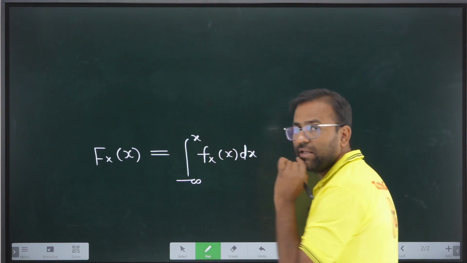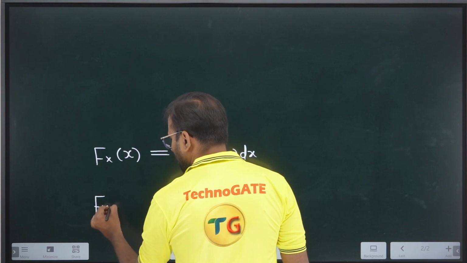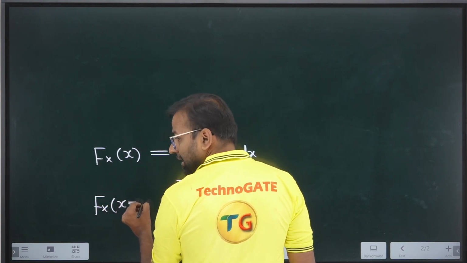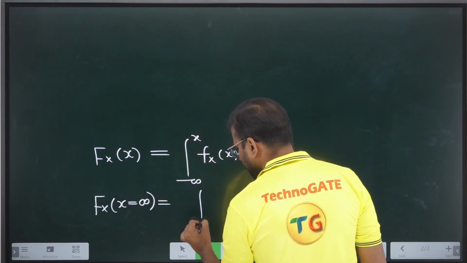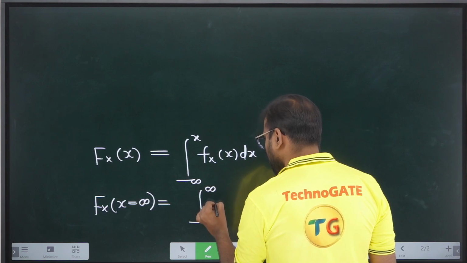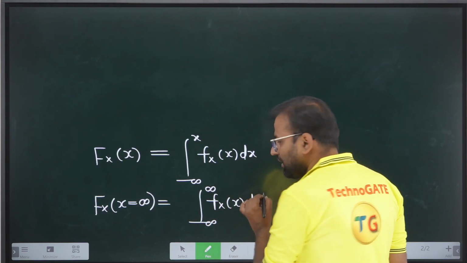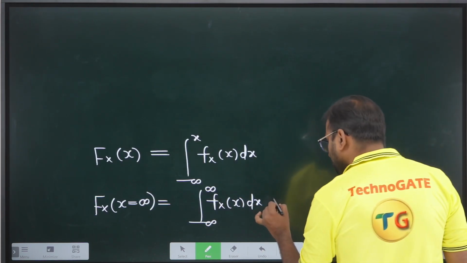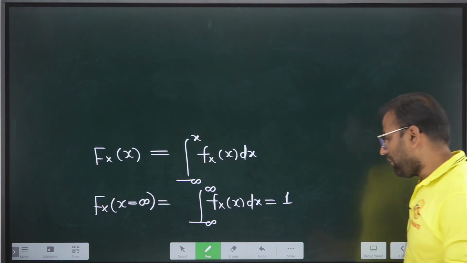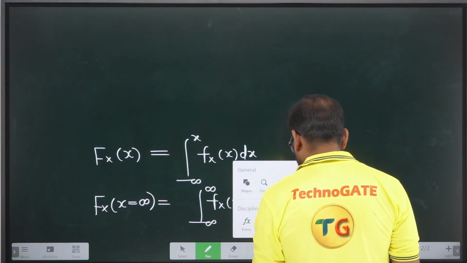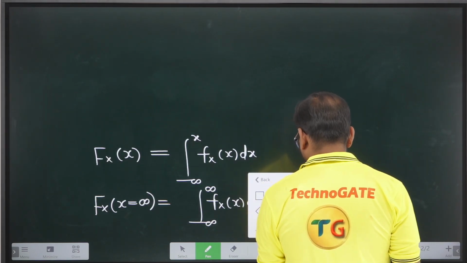Now if I take x equal to infinity, then FX of infinity is given by the integral from minus infinity to infinity of fX(x) dx. As we know, the value of the CDF at infinity is 1. So I can say that the total area under the curve of a PDF function is always equivalent to 1. This is a very important property. The total area of a PDF function is always equivalent to 1.